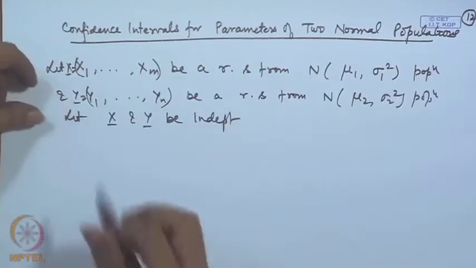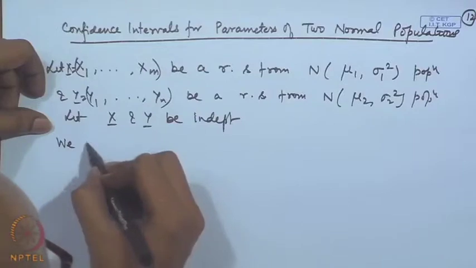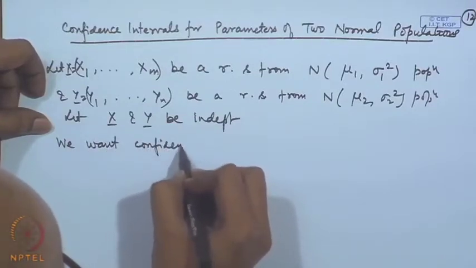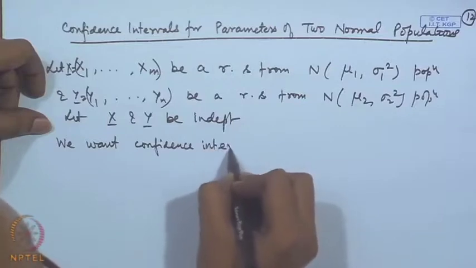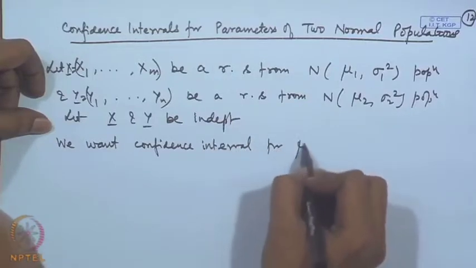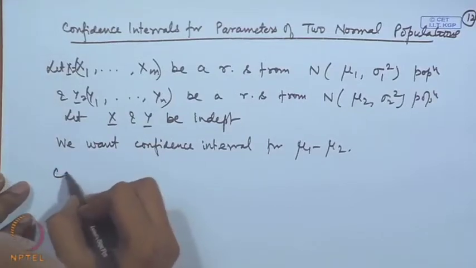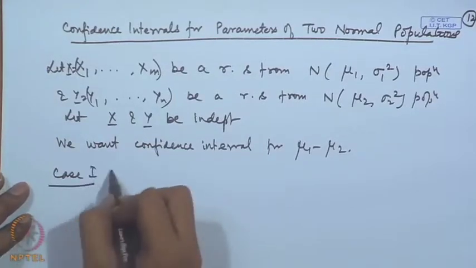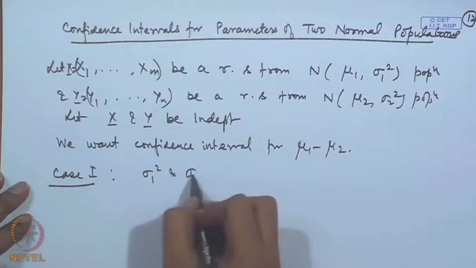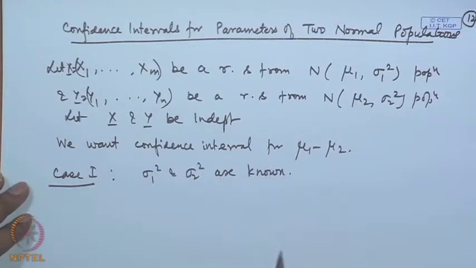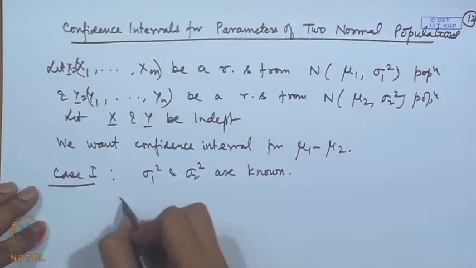Okay, we are interested in finding out the confidence interval for mu1 minus mu2. Let us take the first case when sigma1 square and sigma2 square are known. If they are known, we can formulate nicely the pivot quantity.